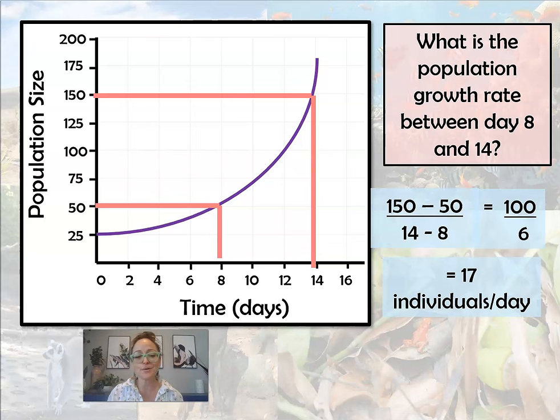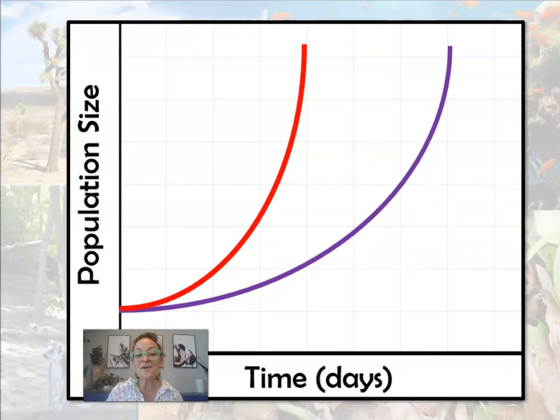And so if you ever have to calculate or find the rate of growth from a graph, you're going to want to find the final population size for whatever time frame they've mentioned minus the initial, divided by the change in time. Okay, good.